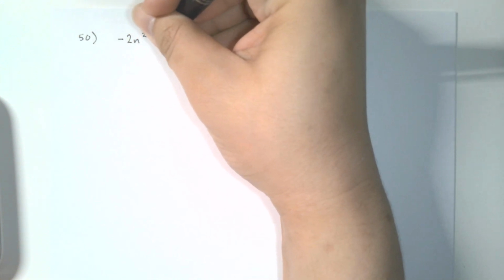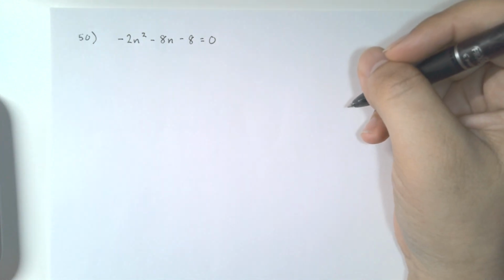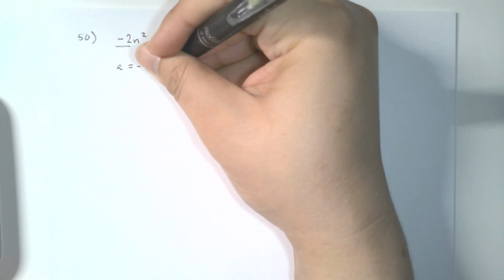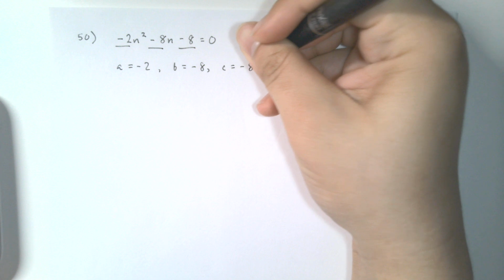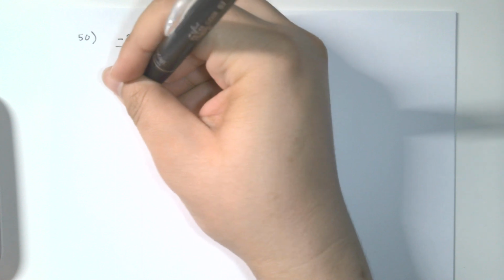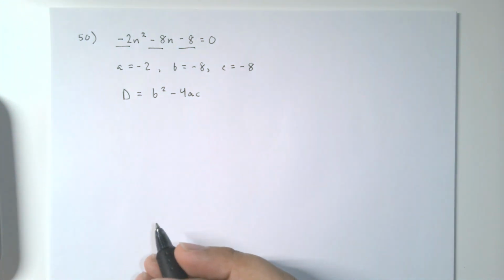So number 50, we have negative 2n squared minus 8n minus 8 is equal to 0. And so we identify what a, b, and c are. So here we see that a is equal to negative 2, b is equal to negative 8, and c is equal to negative 8. Our discriminant is given by b squared minus 4ac. And when we plug in these values, we have negative 8 squared.